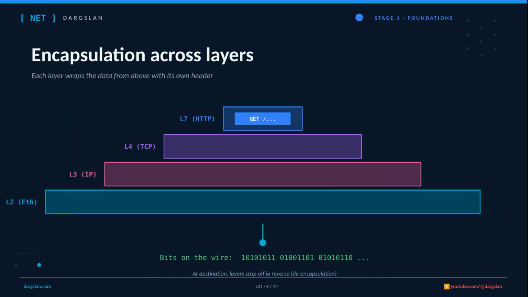So, how does data actually travel down those layers? Each layer takes what's handed to it from above and wraps it in its own header. HTTP becomes the payload for TCP. TCP becomes the payload for IP. IP gets framed by Ethernet. And finally, it all goes out as bits on the wire. At the other end, the receiver peels those headers off in reverse order, layer by layer, until the application gets back exactly what was sent. That's encapsulation and de-encapsulation in a nutshell.